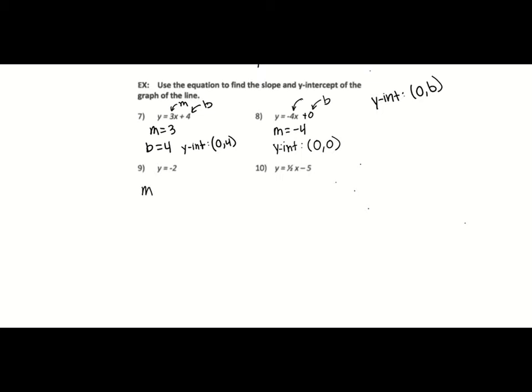Okay, number 9. Here we have no x, so that means our slope is 0. We have 0 times x to give us 0. It gets rid of that x. Our y-intercept, we get (0, b), and our b here is -2.